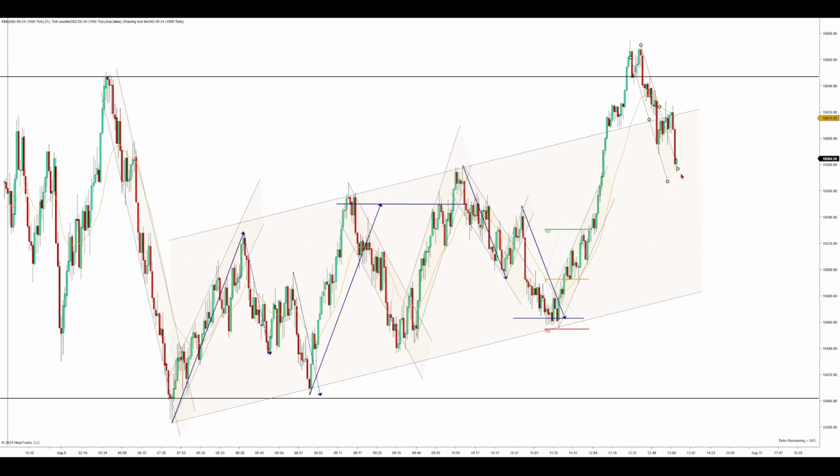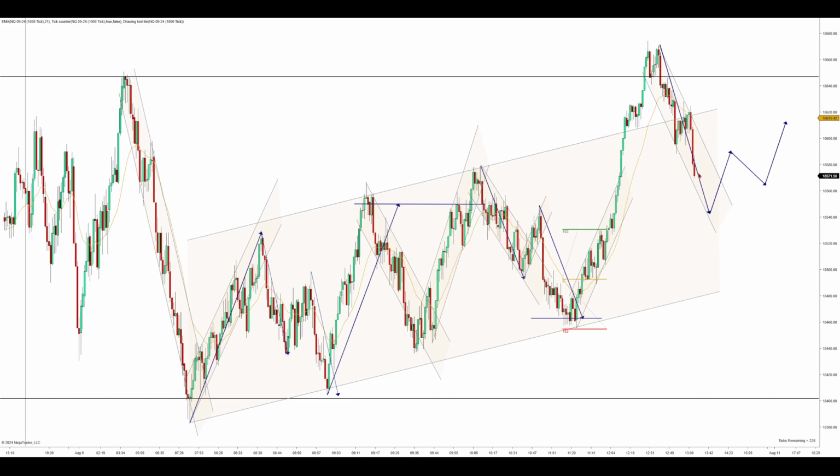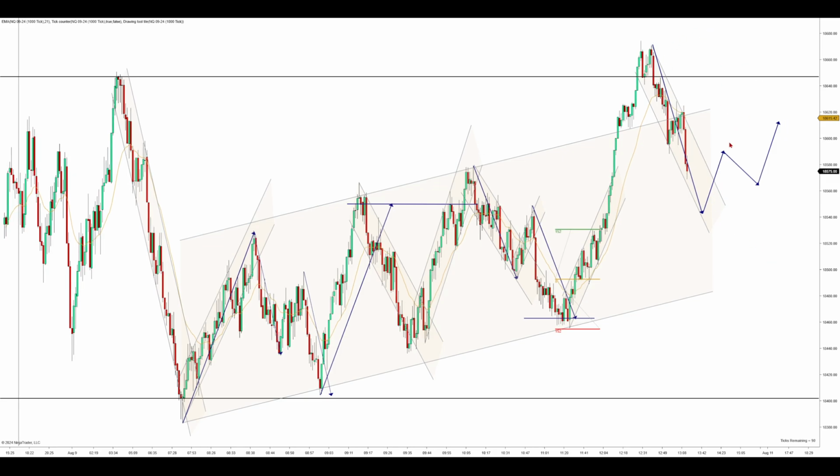What I'd like to see from here is, if we push down, we can get a big failed second entry. I didn't mean to move that. There we go. So we could get something like this. First entry long, second entry long, failure. It's good context for it, considering we're coming off the overnight high.